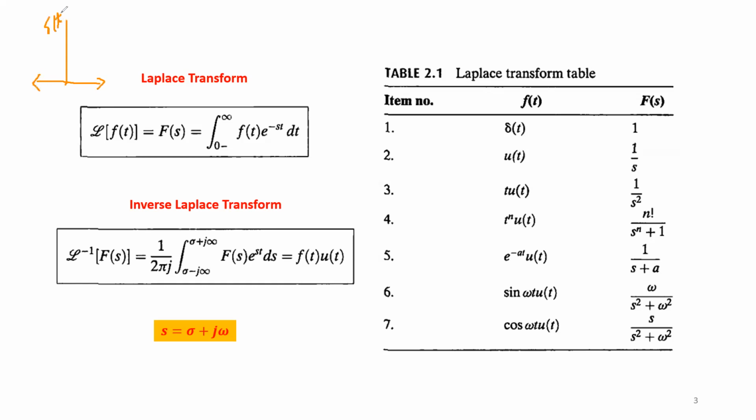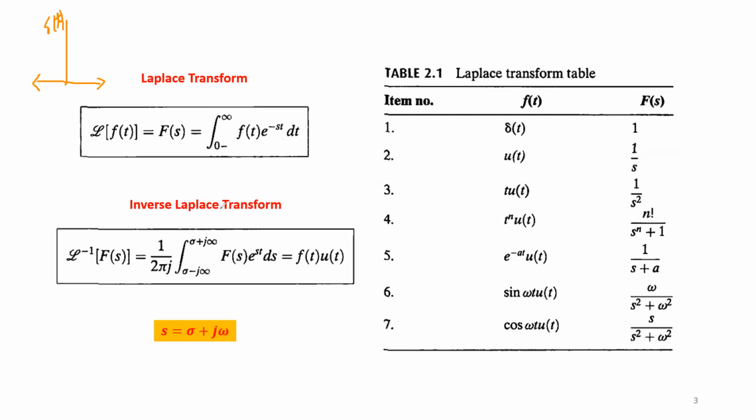This is the delta, just the impulse function. That is the Laplace transform. If you Laplace transform f(t), it would be F(s). The equation is the integral from 0 to infinity of f(t) e to the power minus st dt, where s is equal to sigma plus j omega. That is the simple Laplace transform.